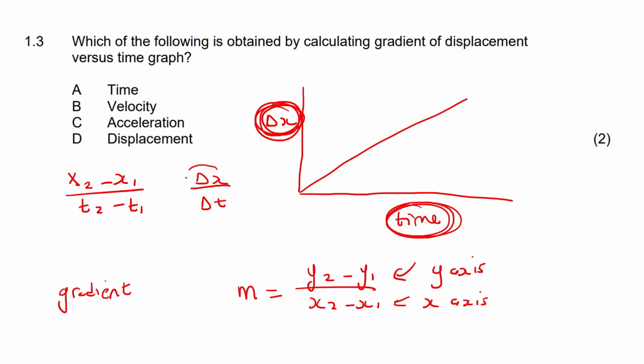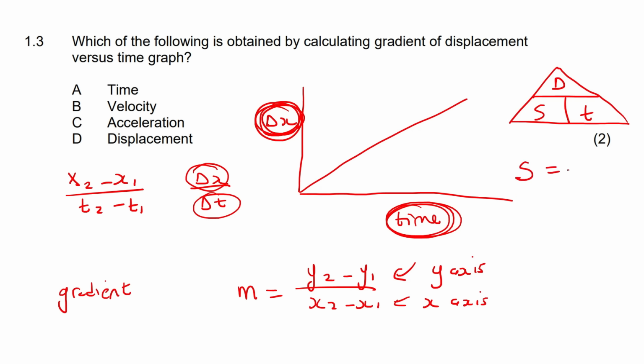What is displacement over time? Well, that is velocity, right? Remember when we did our velocity time graphs or our displacement time graphs, whenever we calculated the gradient, that was velocity. Do you need more convincing? Well, remember from like grade 9, we typically started learning about distance, speed, and time. And from this triangle, if you had to calculate speed, that would be distance over time.